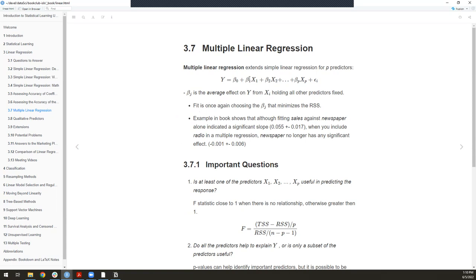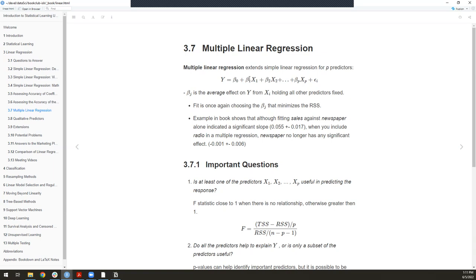In any event, one of the advantages of multiple linear regression versus a single one: in the book they mention, hey, if you have multiple predictors, you could just fit them all individually. So I'll do a plot of y versus x1 and fit that. I'll do a plot of y versus x2 and fit that. I'll see what the fits are like. But the advantage of doing the multiple linear regression is you can reveal what are sometimes called spurious correlations. For their example, if you fit sales against newspaper, you would get a significant slope, 0.06 plus or minus 0.02.